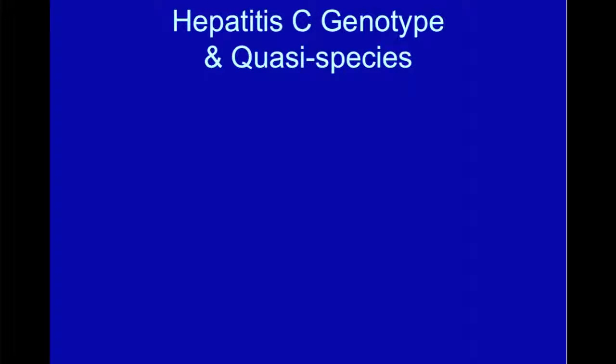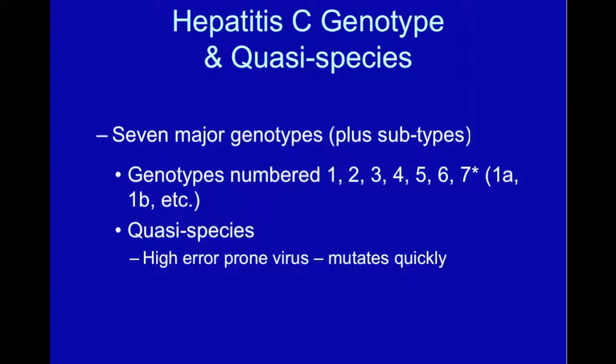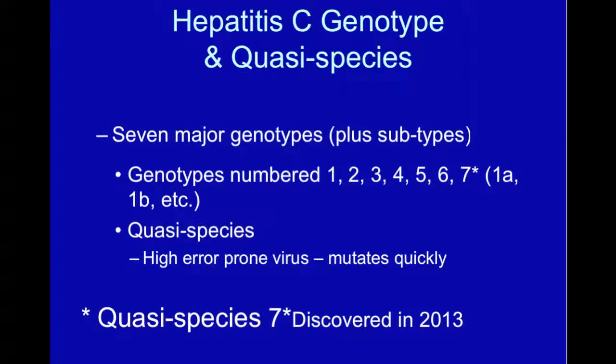Alright, we'll talk about hepatitis C genotypes and quasi-species. There are actually 7 major genotypes plus subtypes. Genotypes are numbered 1 through 7, and the quasi-species, number 7, was discovered in 2013, which mutates quickly. In this area, typically what you will see is genotypes 1, 2, and 3. Those are the most common.